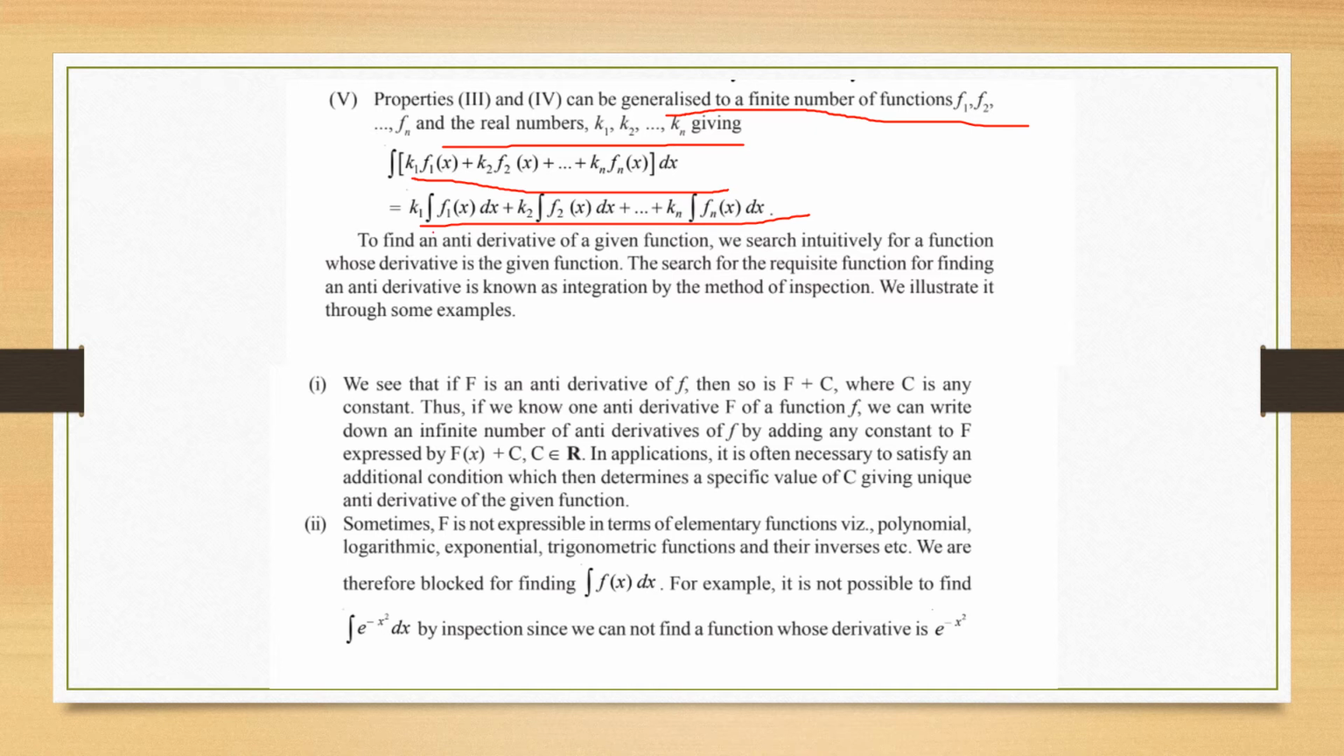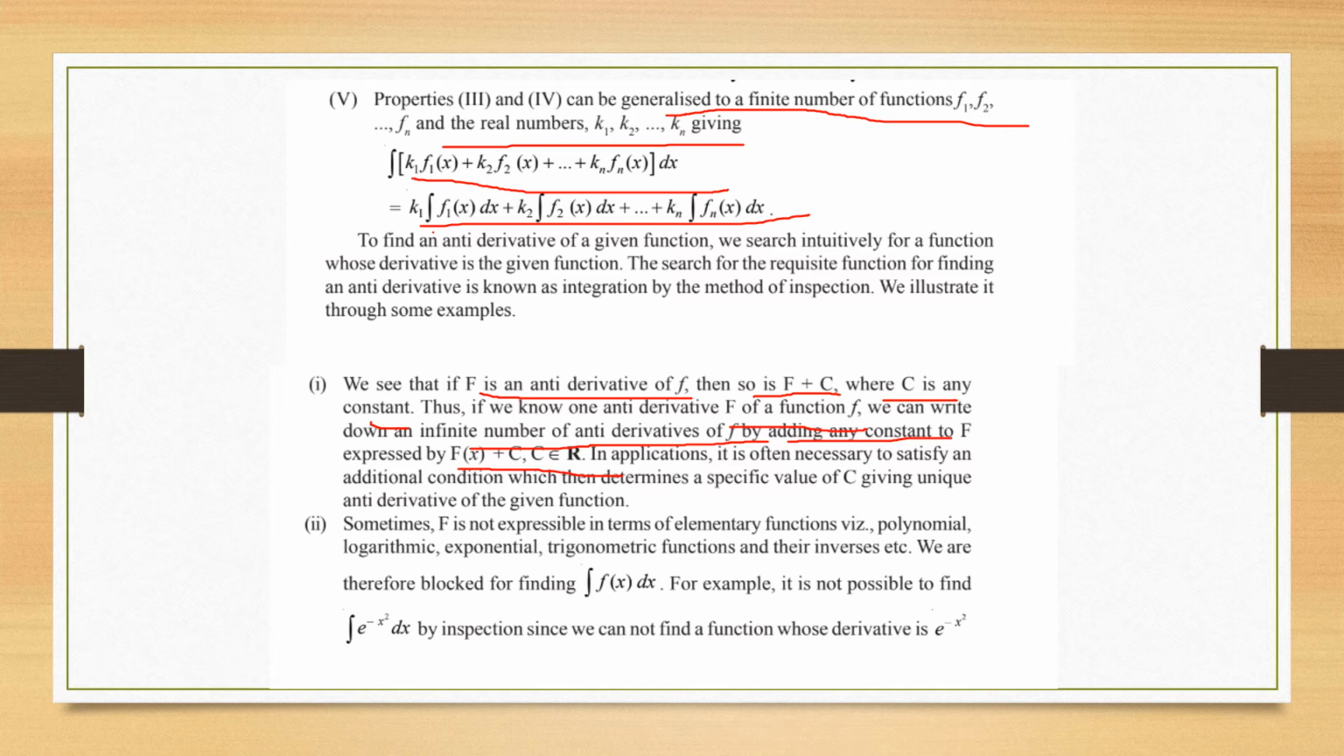So what are our observations? We see that if F is an antiderivative of f, then so is F plus c, where c is any arbitrary constant. Thus if we know the antiderivative F of a function f, then we can write down an infinite number of antiderivatives of f by adding any constant to the function, expressed by F(x) plus c for c belonging to R, okay?